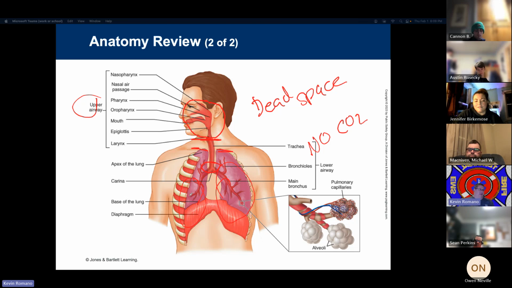right? Then it branches off. The base of the lungs are down low. The main bronchus, right, left main bronchus, go into the bronchioles, which are here, the bronchial trees. And all that will then branch off into the alveoli. And then the alveoli are your pulmonary capillaries. And that's where that oxygen CO2 exchange is happening.